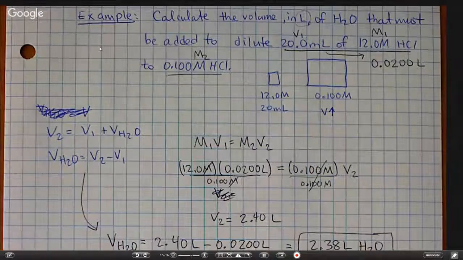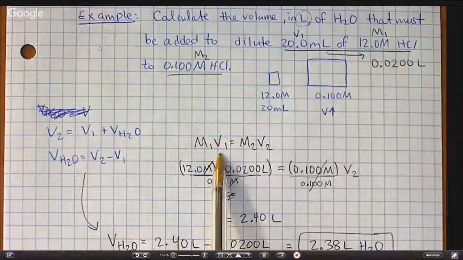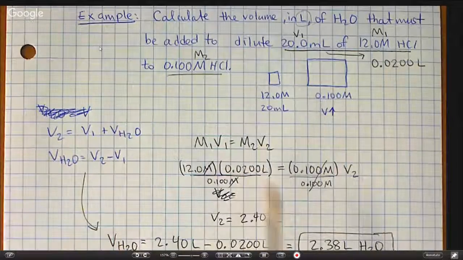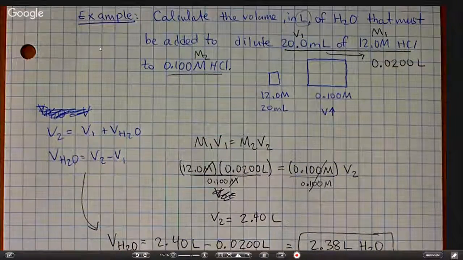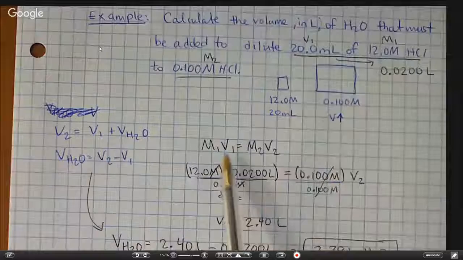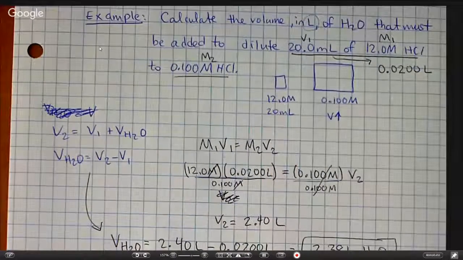Some folks might wonder, can I keep my volume in liters or milliliters? Do what the problem's asking you. If it just says to find molarity, and you're given milliliters for both V1 and V2, don't worry about changing it to liters because the units will cancel. All right, not something to worry about there.